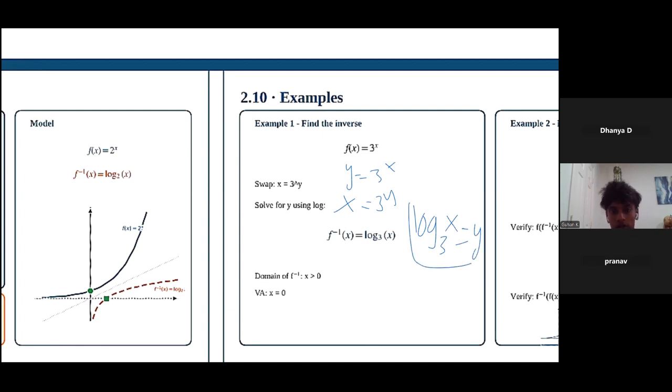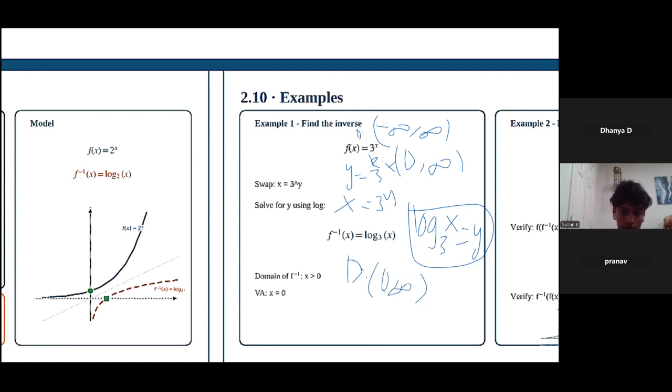The domain of the original function is going to be negative infinity to infinity, and the range is going to be 0 to infinity, since 3 to the power of anything can't be negative. Now, the domain and range are going to swap for the logarithm. So the domain is 0 to infinity, and the range is all real numbers.